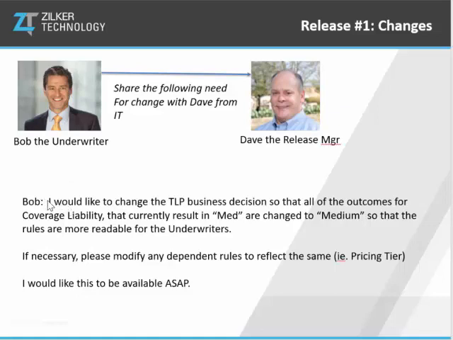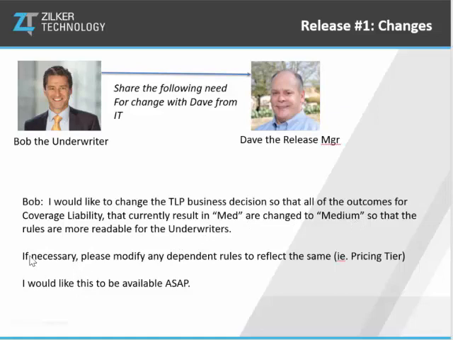The essence of Bob's change is something like this. He'd like to change our TLP business decision so that all of the outcomes for the coverage liability subdecision that currently result in a med result are changed to a medium. He commented that the underwriters in his organization identify this as kind of a shortcut name, and they really would appreciate it if the knowledge were represented in the full name, which is a medium risk perhaps, or a medium value instead of med. So that's the change that he would like. Attributally, he wants to make that change from med to medium.